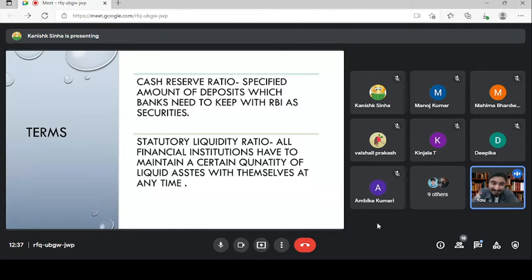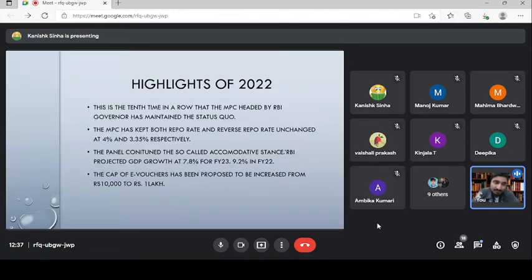Moving to the next slide, guys. Coming to all the important highlights of the monetary policy 2022. This you will be asked in one question. All these points will be asked directly in one question. Just note it down. There is nothing to explain in this. Whatever has to be explained, I am explaining it.